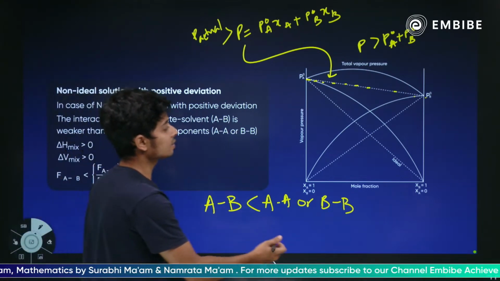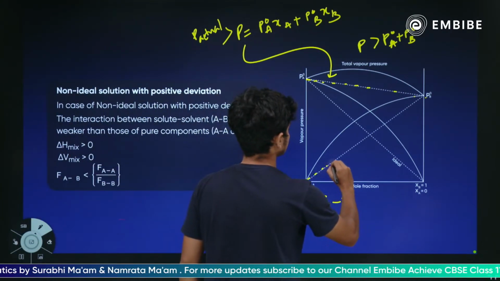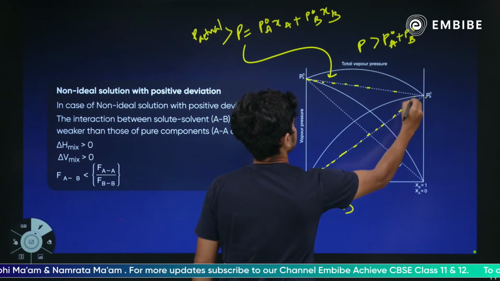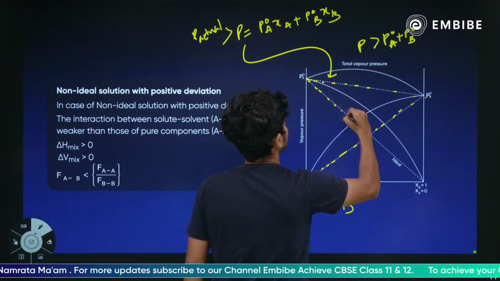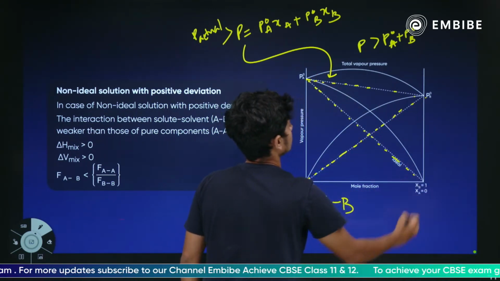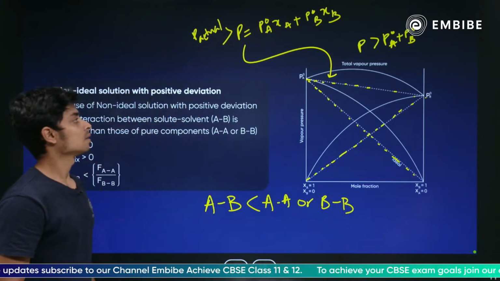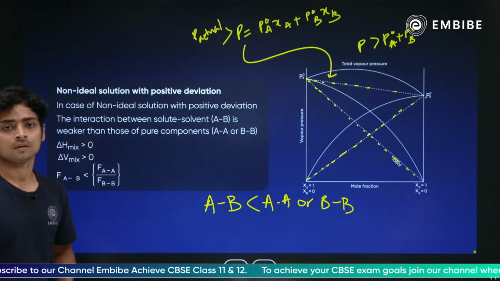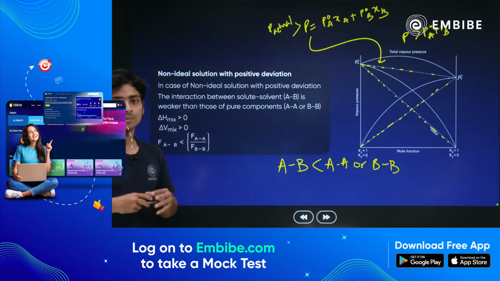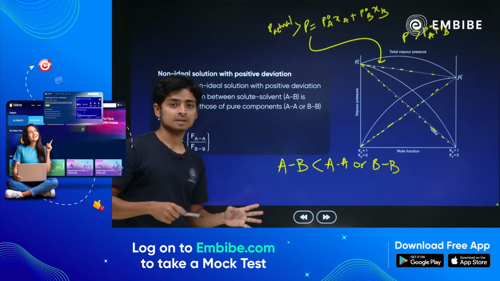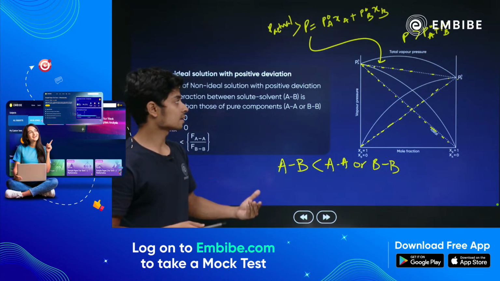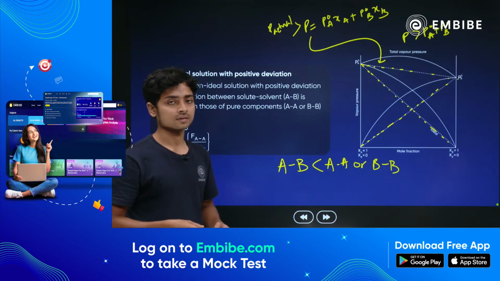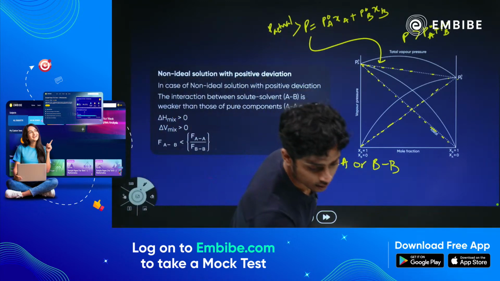So if it was ideal it would have followed these lines. Yeah, intermolecular forces between AA and BB are stronger than AB in the case of a positive deviation. That is correct.